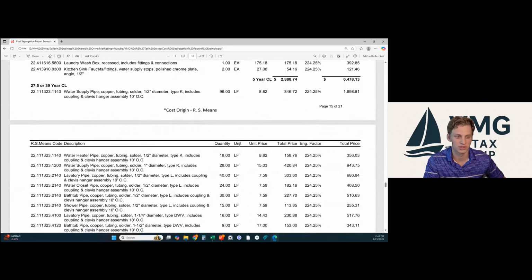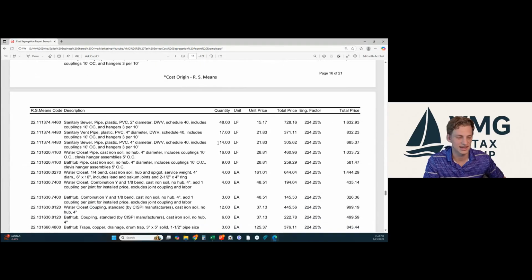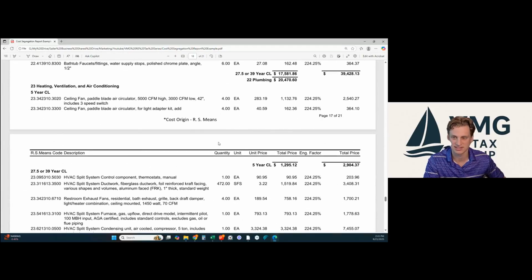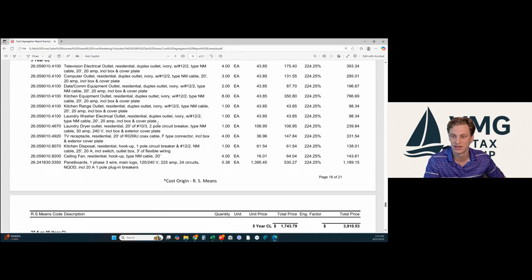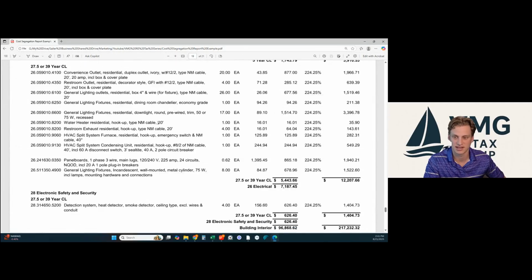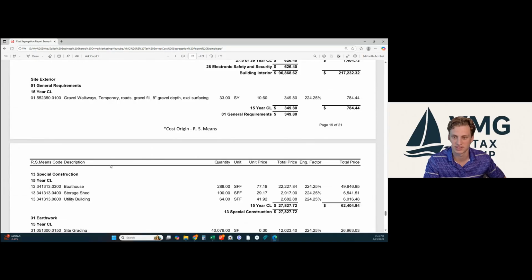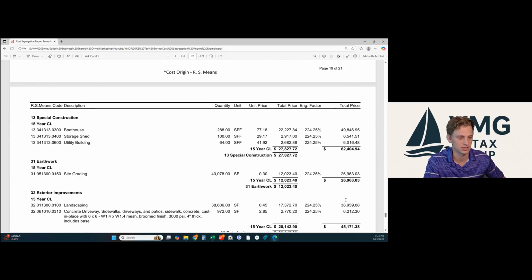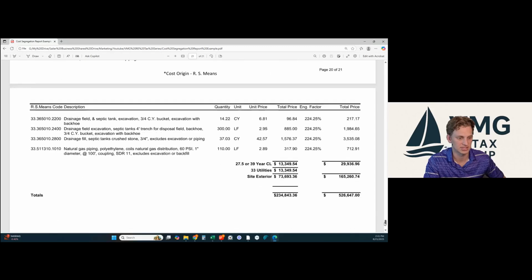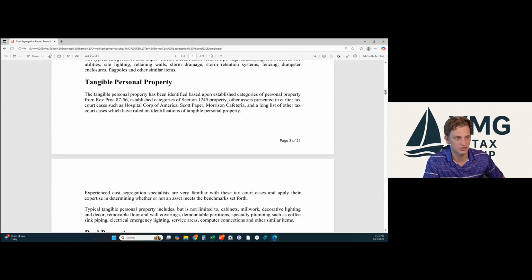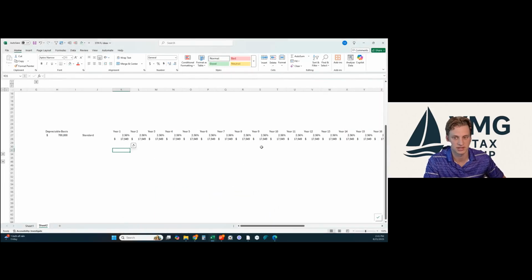But what this really worked out well with is things like lake houses, or when you have maybe special guest little shacks, whatever. You can see that the cost seg engineers were able to give these special construction items like boathouse, storage shed, utility building. That was all 15-year property because it's a temporary building. So that was 62 grand that I was able to put onto the bonus depreciation. Super interesting stuff when you look at this. That's how you accelerate depreciation with a cost segregation study.